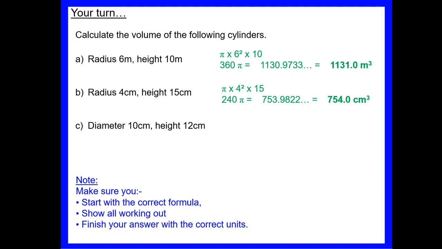And again rounded, 754.0 centimeters cubed. Finally, our last one, this time we were given the diameter. We need the radius for our formula, so we need half the diameter, so we need that to be a 5. So we're going to do pi times 5 squared times 12, which is 300 pi, or 942.4777, etc. Rounded gives us 942.5 centimeters cubed. Make sure you're happy with those before you move on.